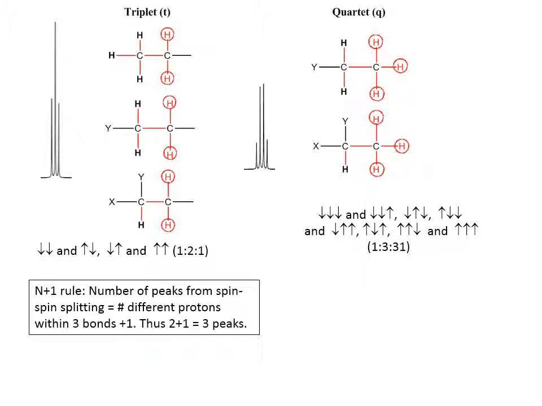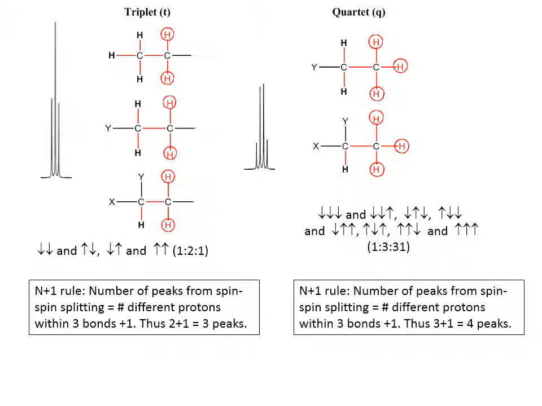And you can also have 2 spin up and 1 spin down. There are 3 permutations for that. And finally, 3 spin up. So there's a 1 to 3 to 3 to 1 ratio of these different spin states for the methyl group, and thus that splits the protons within 3 bonds into 4 peaks with a 1 to 3 to 3 to 1 ratio of peaks. Again, applying the n+1 rule, you would have predicted there would be 4 peaks because there are 3 neighboring protons, and 3 plus 1 equals 4 peaks.